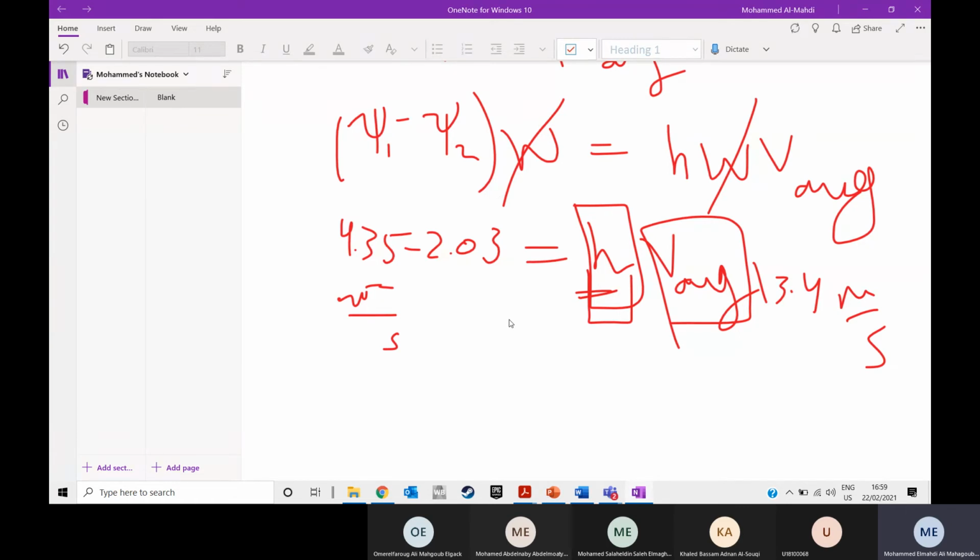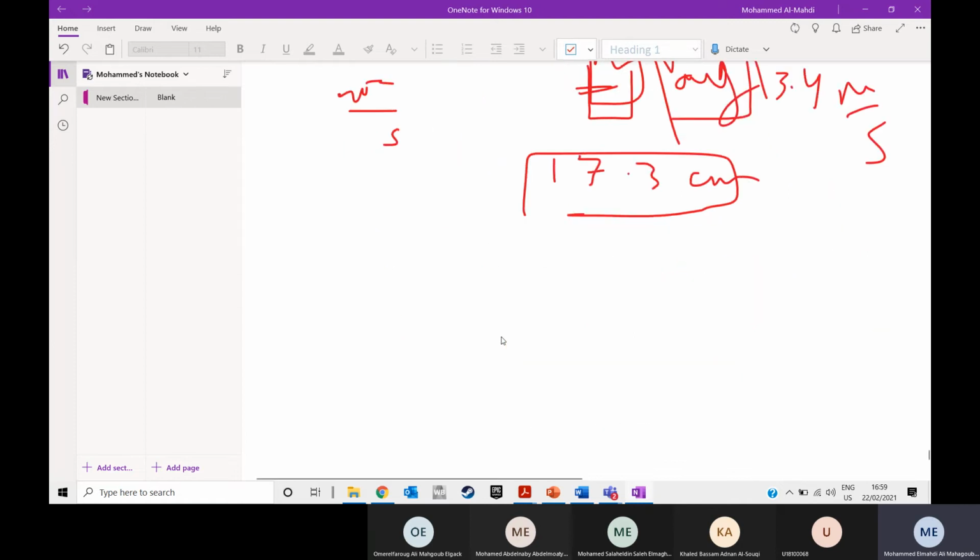If we do the division in the calculator, 4.35 minus 2.03 over 13.4, it's going to be 17.3 centimeters.